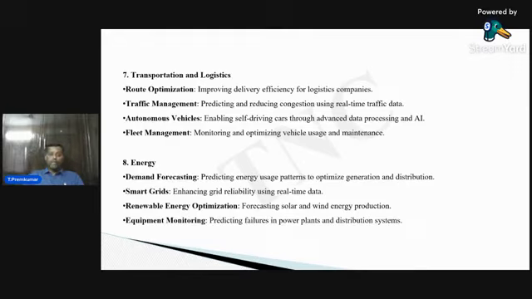Then the next one is energy. Demand forecasting means predicting energy usage patterns to plan generation as well as the distribution process. And in the case of smart grids, we will be using real-time data to improve grid reliability. Renewable energy optimization is for forecasting solar and wind energy production. And equipment monitoring is about predicting failures in power plants and distribution systems. So this is the place where we can see data science concepts in energy.